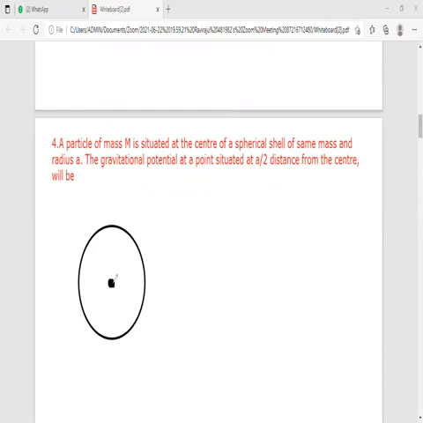Both are different, but both are having same mass only. The mass of this particle is m, and the mass of this sphere is also m. Both are same only here. And in this particular case, they're asking us to calculate the gravitational potential at a point situated at a by 2 distance from the center. So from the center here to here, the distance is taken radius by 2, half the radius it is. And let me consider the total radius is a.